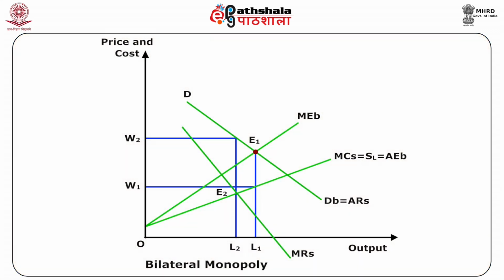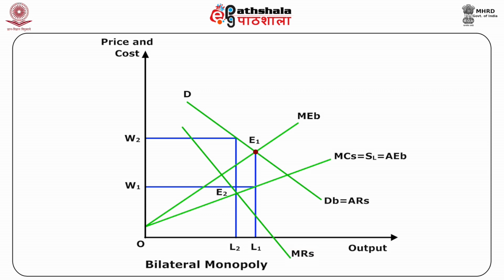Let us understand the case of bilateral monopoly with the help of a diagram. In the figure, output is measured on the horizontal axis and price and cost are measured on the vertical axis. DDB is the demand curve faced by the monopolist, that is the single buyer, which is based upon his marginal utility curve. As there exists a single buyer of the product in the market, his demand curve DDB would be the average revenue curve of the monopolist. Thus, we denote the DDB curve as the ARs, that is the average revenue of the seller.